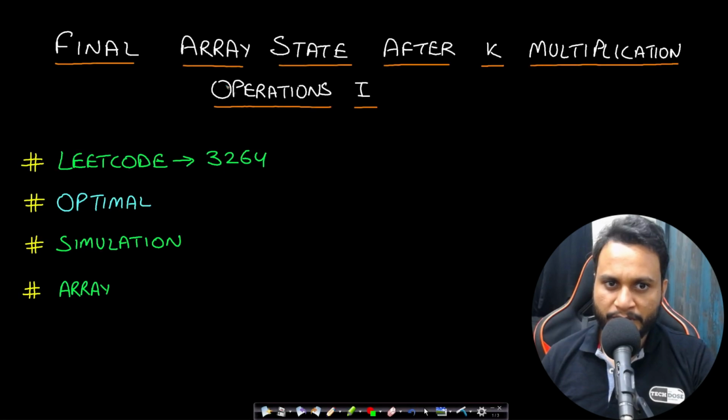Guys, welcome back to TechDose, and in this video we will look at the Final Array State After K Multiplication Operations 1 problem, which is from Leetcode number 3264. Let's now read the problem statement.